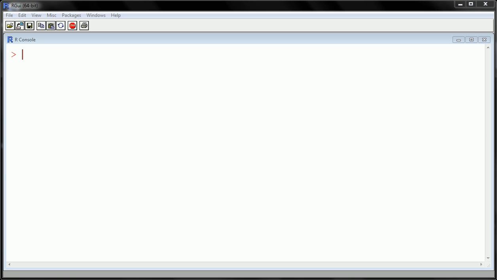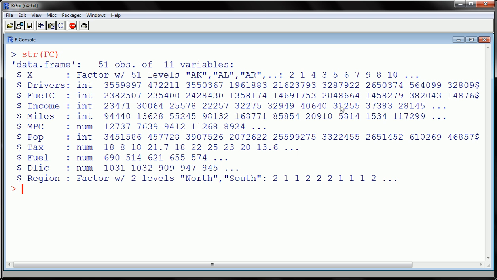Okay, so first let me tell you the data set we're going to be working with. It is already imported, and I've called it FC, and FC is an abbreviation for fuel consumption. Basically this data set is fuel consumption for all 50 states, including I think Puerto Rico, so 51 states, if you will, in the United States. If we look at the structure of FC, we see that it's a data frame with 51 examples, and we have 11 features.